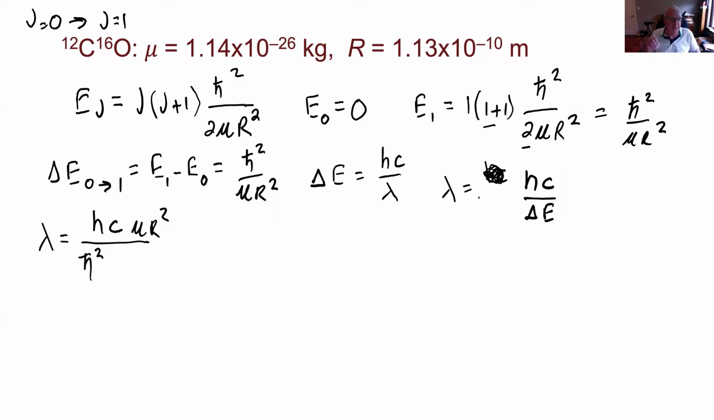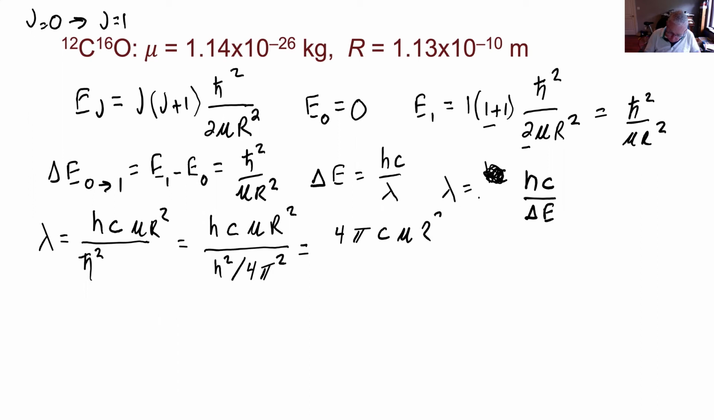This is a little bit awkward looking because it's got h on top and h bar on the bottom. So let me rewrite that: this is hc mu R squared up here. If I take the h bar squared down there, I could make that into h squared over 4 pi squared. And then I could cancel one of those h's and get something like 4 pi c mu R squared, all of that just over h.